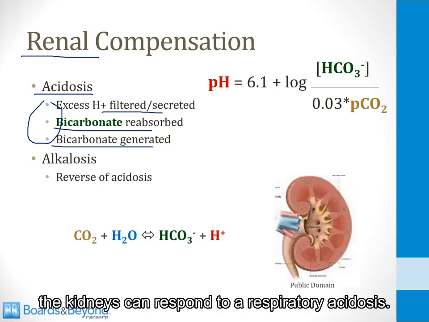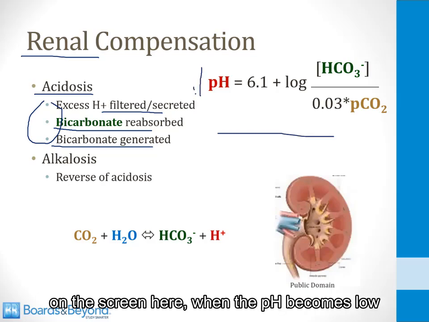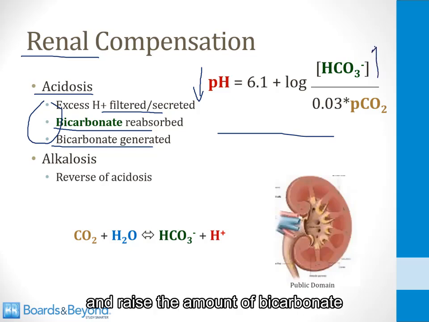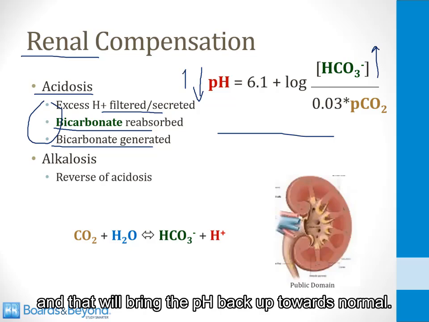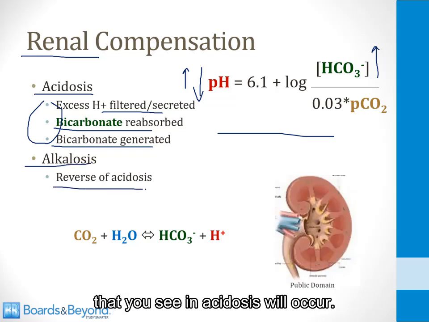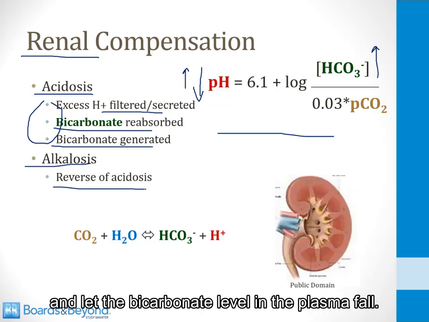If you look at the Henderson-Hasselbalch equation on the screen here, when the pH becomes low from a respiratory acidosis, the kidneys are going to try and raise the amount of bicarbonate, and that will bring the pH back up towards normal. When there is a respiratory alkalosis, the reverse of the changes that you see in acidosis will occur, so the kidneys will excrete more bicarbonate and let the bicarbonate level in the plasma fall.